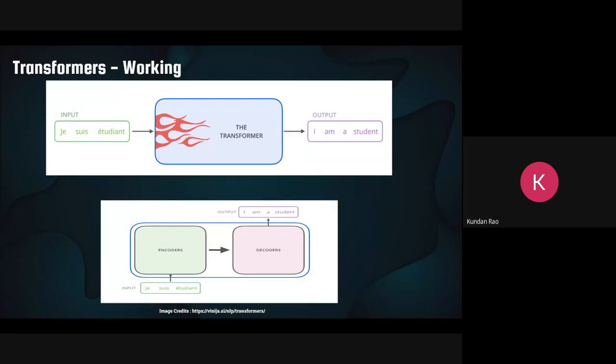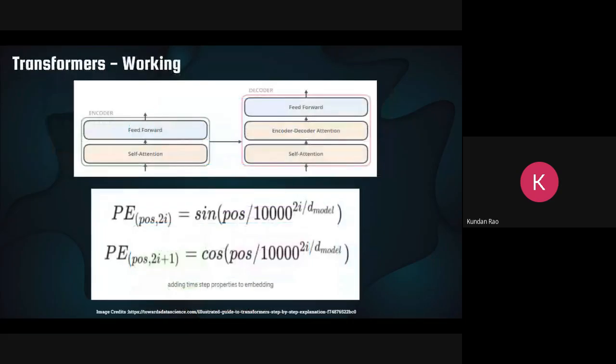So to understand this encoder and decoder, let's see what's inside them. The encoder component has basically two layers: the self-attention layer and the feed-forward layer, whereas the decoder has three layers: the self-attention, feed-forward, and the encoder-decoder layer, which is sandwiched between them.